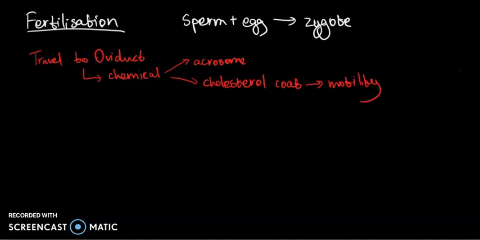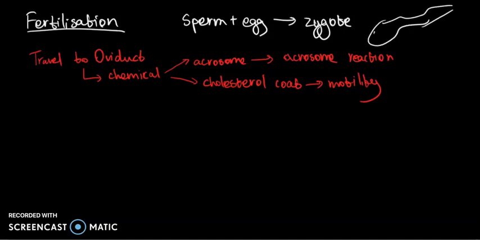Also, the acrosome is destabilized so that it helps prepare the acrosome for the acrosome reaction. More specifically, the cap of the acrosome. So it's near the head of the sperm. So if you have the sperm, you have the acrosome somewhere here. The cap is sort of destabilized so that the acrosome reaction can occur more easily.